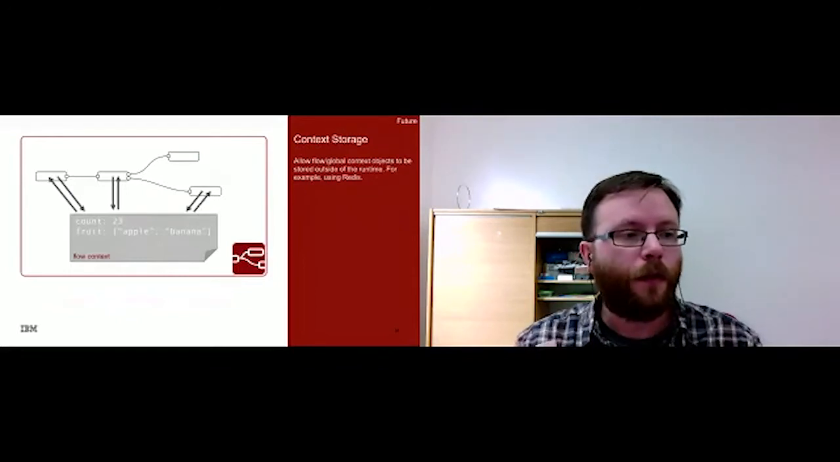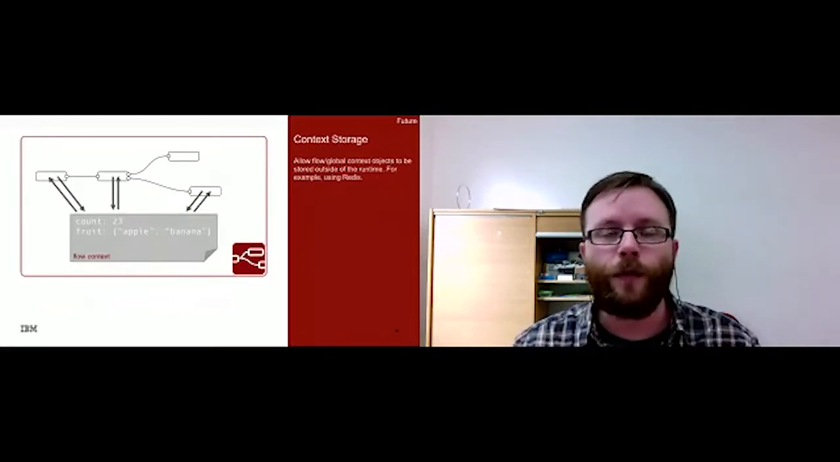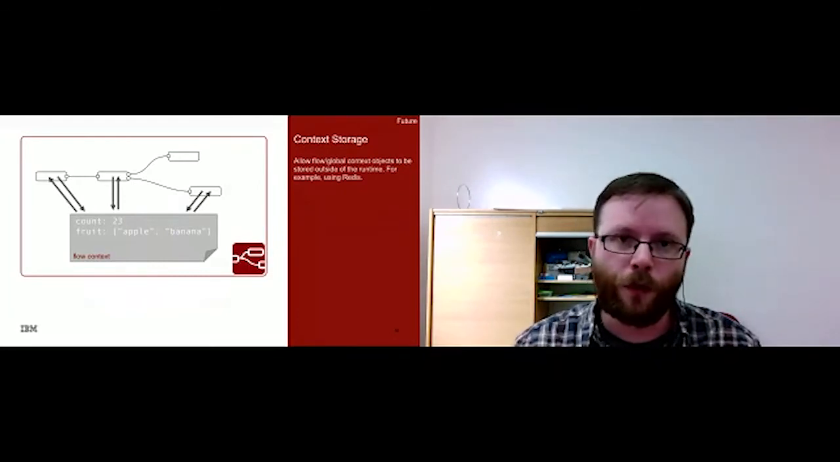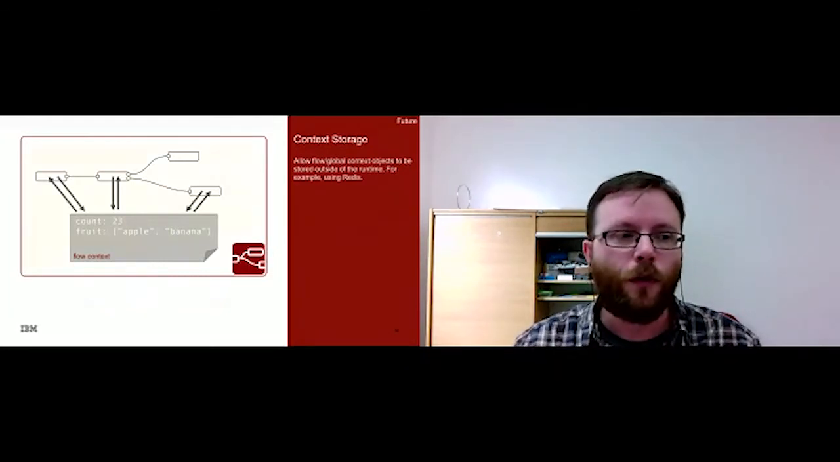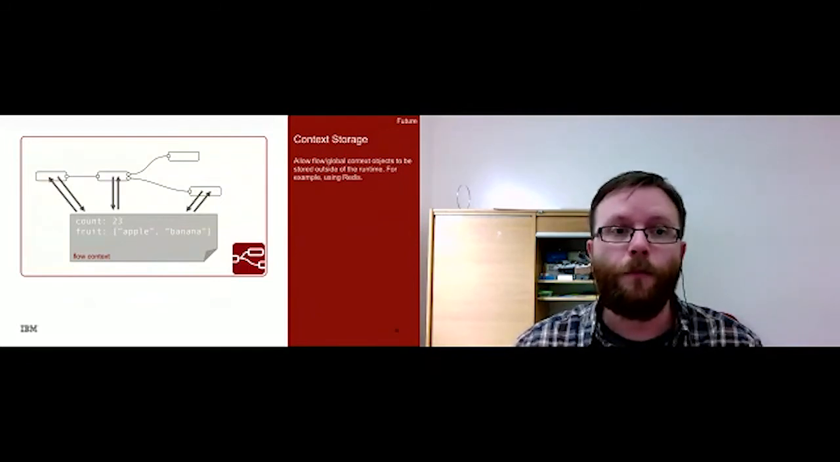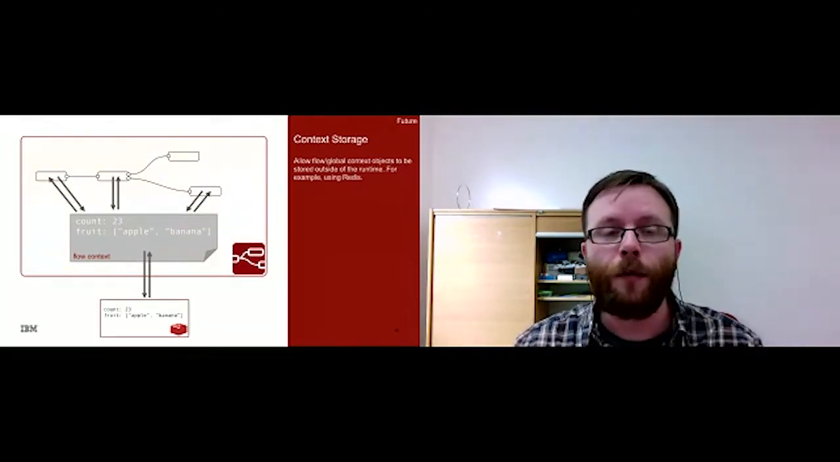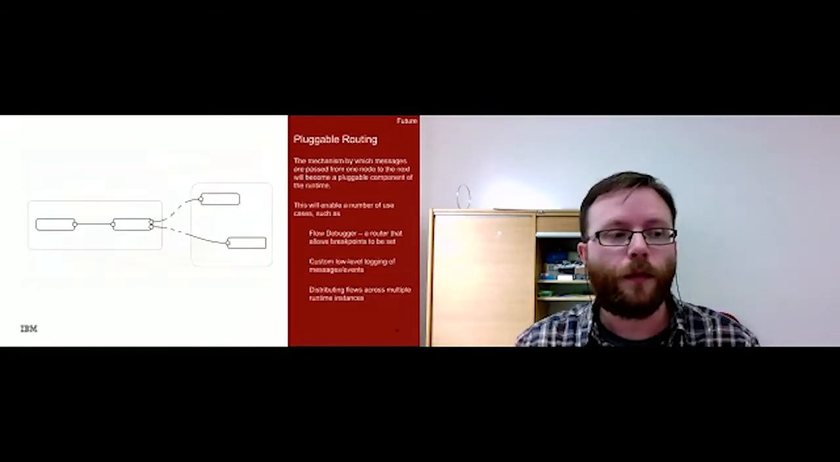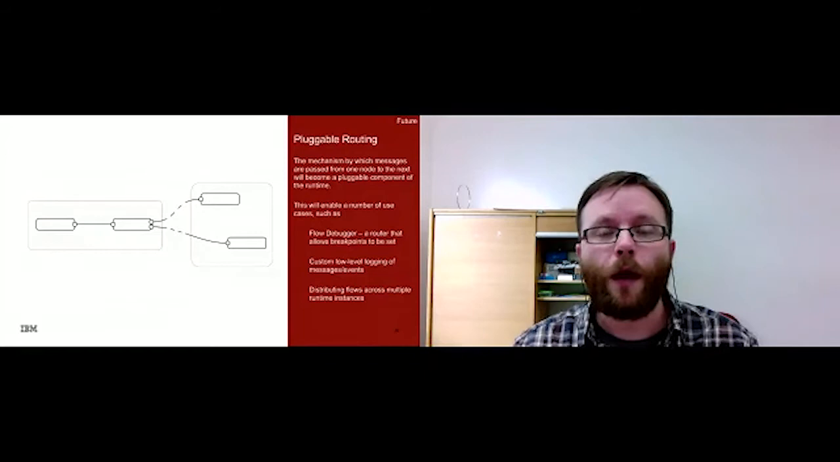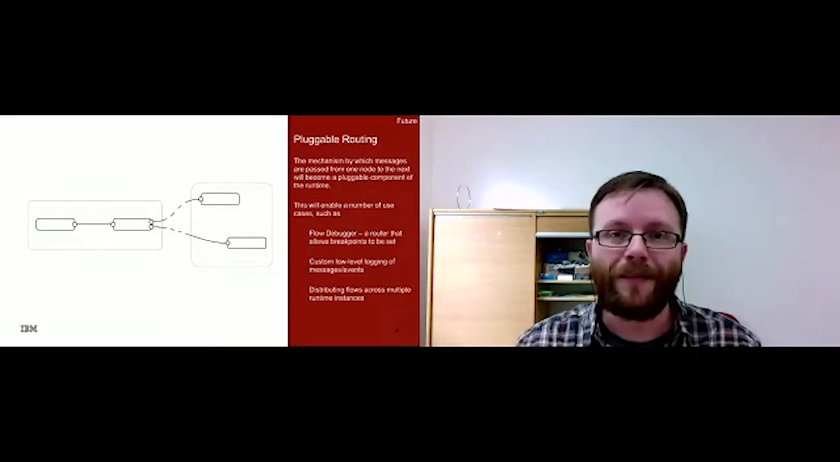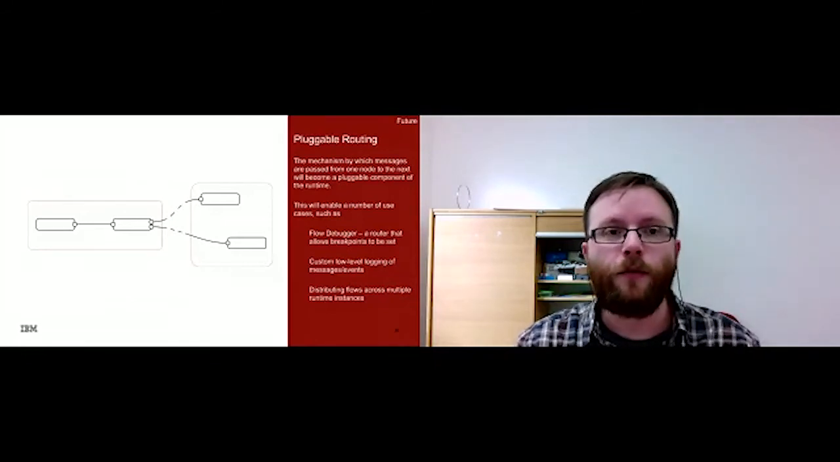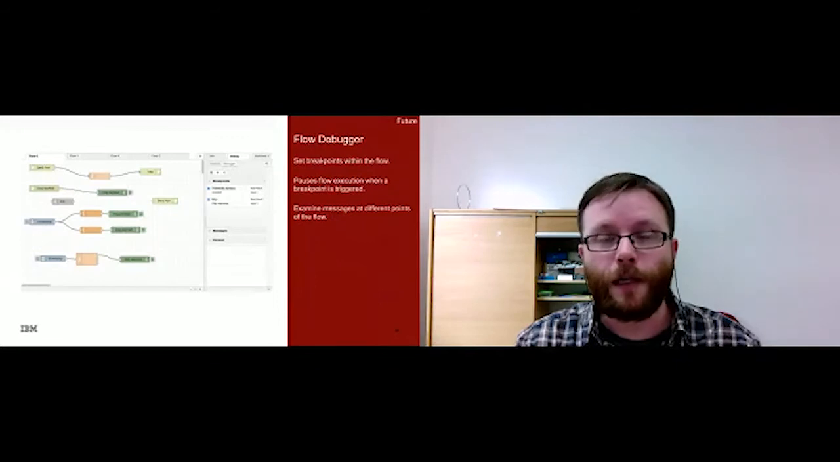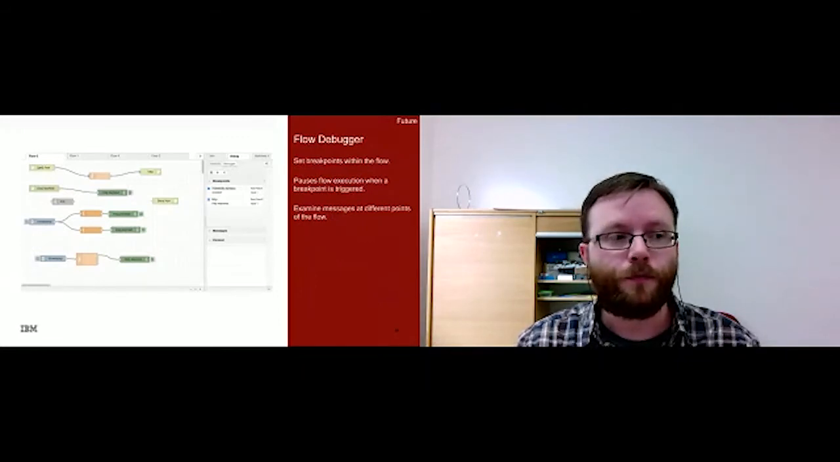There are some other internal changes around, for example, context. If you're familiar with Node-RED, context is how nodes can store state between individual messages. We're going to enable that to be stored outside of the Node-RED runtime to allow it to be persistable. We're also going to add pluggable routing, so how a message flows from node to node, make that a pluggable, customizable component. That enables a lot of interesting use cases, for example, a debugger, so you can actually set breakpoints in your flows.